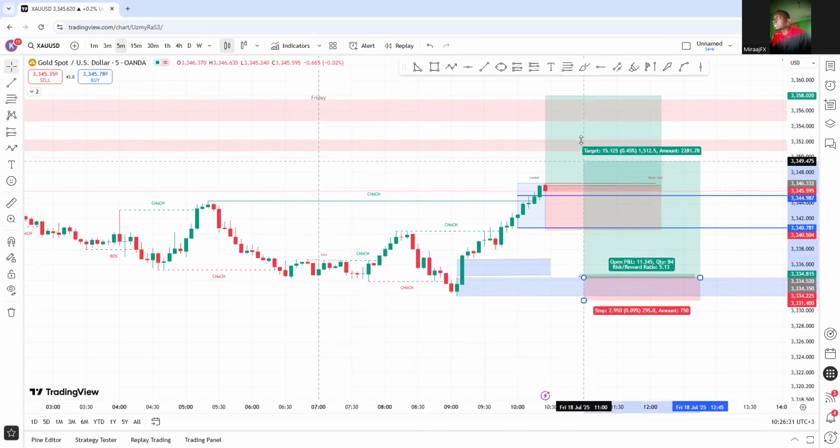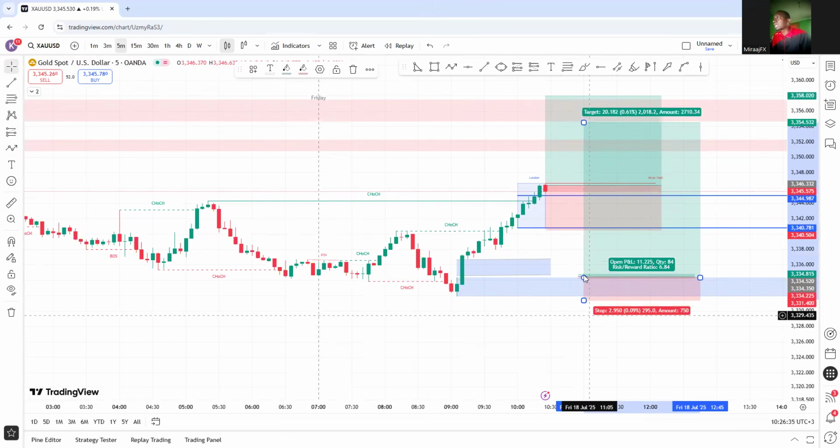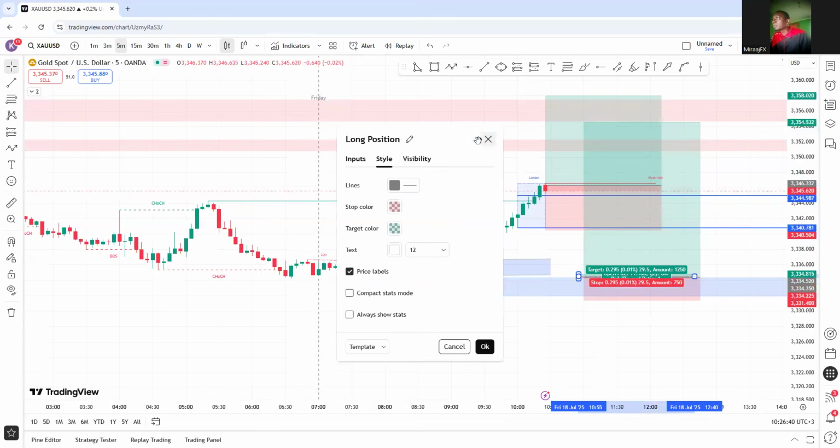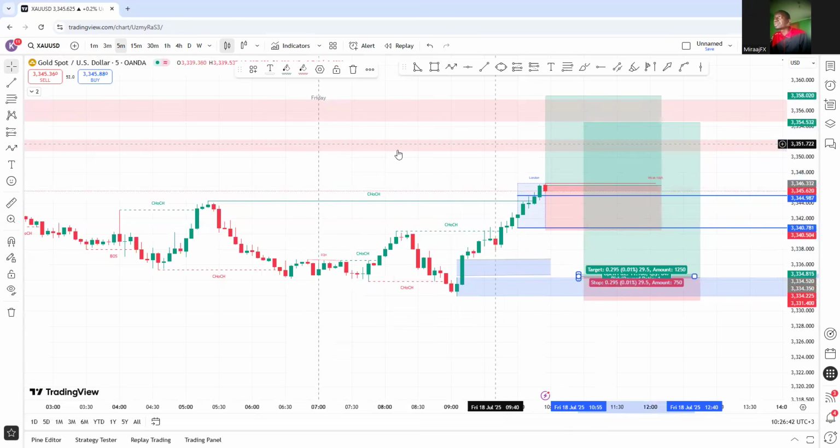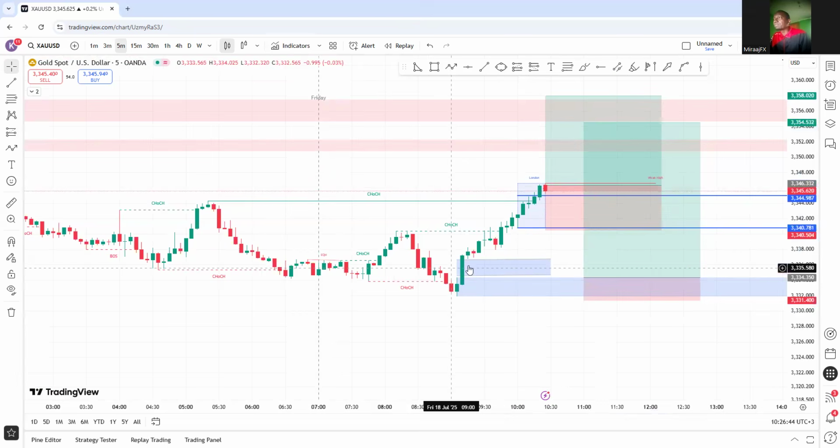So this is basically our area of interest. This is an area that we're looking for the market to come down to before anything happens, right? Why? Because we have two things. Number one, we have this fair value gap. So let's just type it up here. We have this fair value gap here.